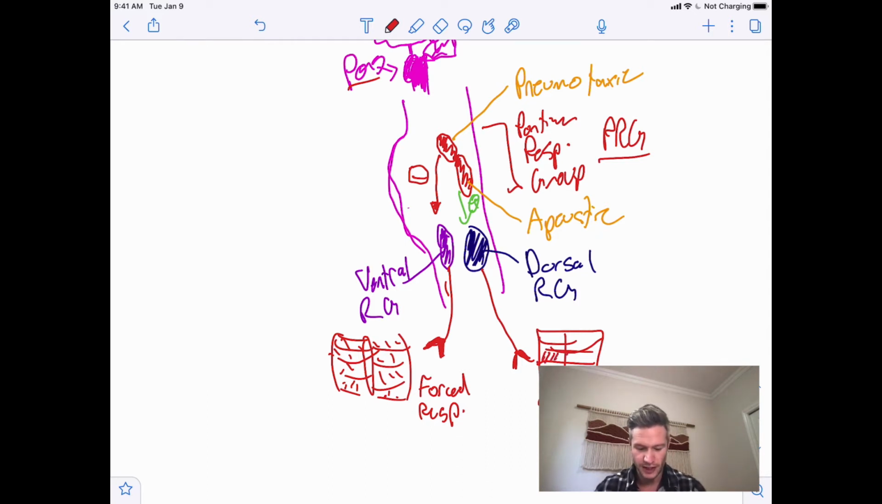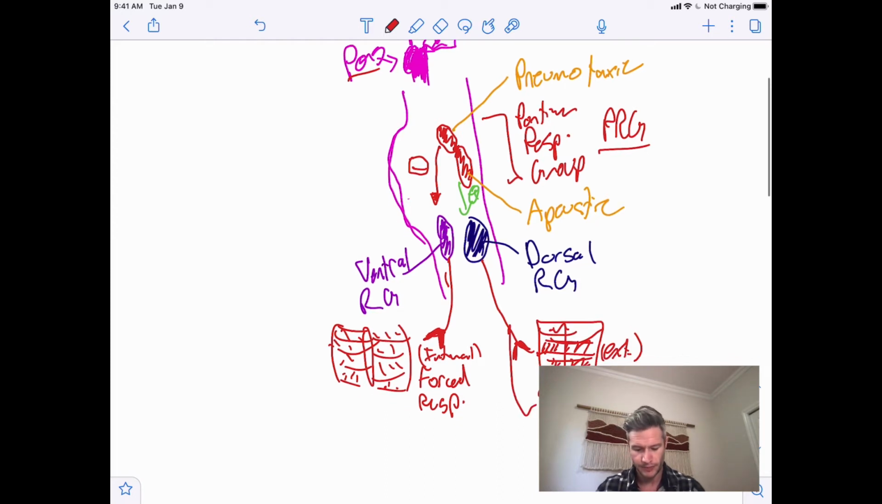This would be more for the external intercostals, and again, this would be internal primarily, as well as the diaphragm, right there. And again, so that's more for quiet breathing. Inspiration is the primary cue for that, and that's what that innervates with.